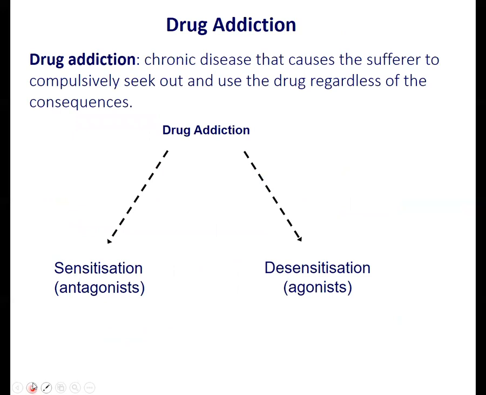The final bit that we're going to look at is drug addiction. So there's a definition there of what drug addiction is. But we need to understand two forms, in effect, of drug addiction. One is caused by antagonists, and that's called sensitization. And one's caused by agonists, and that's called desensitization.